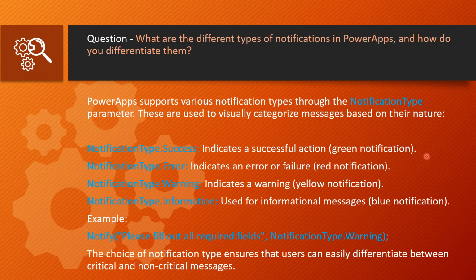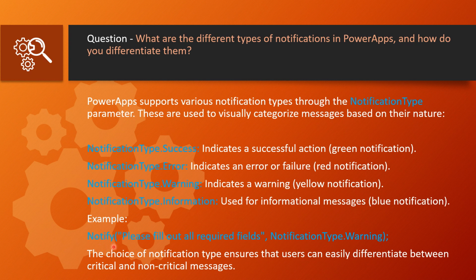NotificationType.Error indicates any error or failure that happens in the application. It will show in a red notification. This green color you don't need to define at any place, it will come by default from Power Apps. NotificationType.Warning indicates a warning and it will come in a yellow notification. NotificationType.Information will be used for informational messages, and it will come in a blue notification color.